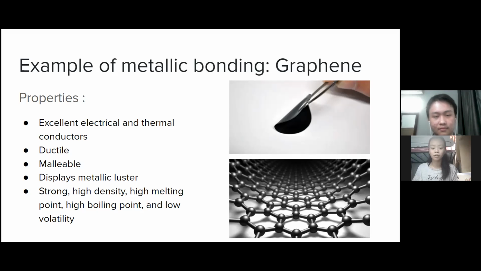And next, they also display a metallic luster, meaning that they appear shiny because they are opaque once a certain minimum thickness is reached, and the electron sea that is present in between the metallic bonding reflects photons off the smooth surface.